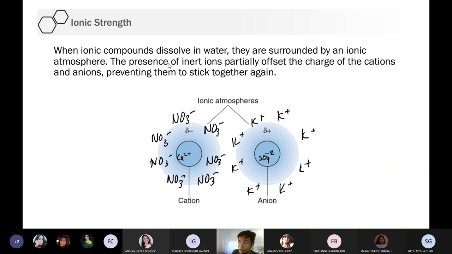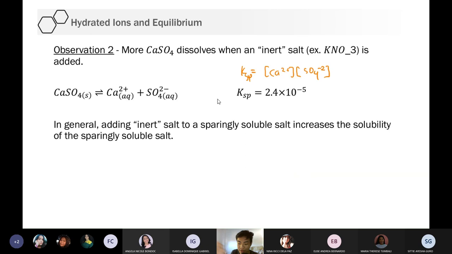So, when ionic compounds dissolve in water, they are surrounded by an ionic atmosphere. The presence of inert ions partially offsets the charge of the cations and anions, preventing them from sticking together again. Okay? So, ibig sabihin, hindi na magkakabit uli yung calcium and sulfate so that the precipitate will be more soluble. Okay? So, yun yung explanation why this happens, no?